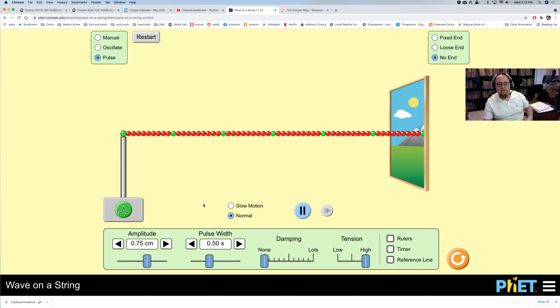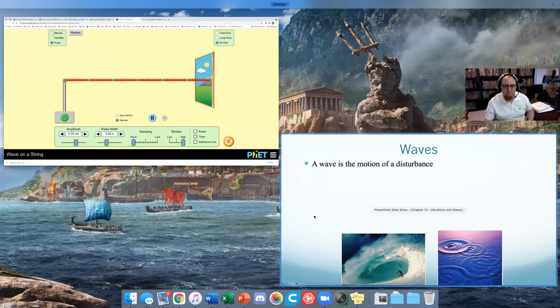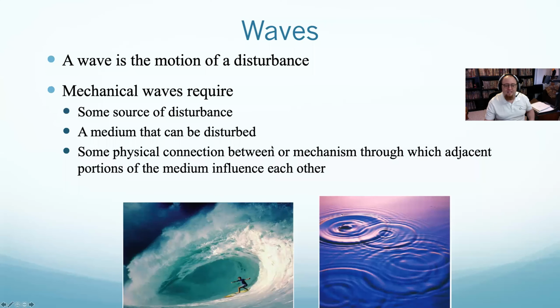Now, mechanical waves need two things to exist. First, it needs some sort of disturbance. If I want to put a wave going down this string, nothing happens if I just hold it still. It's when I flick it, you get a wave.